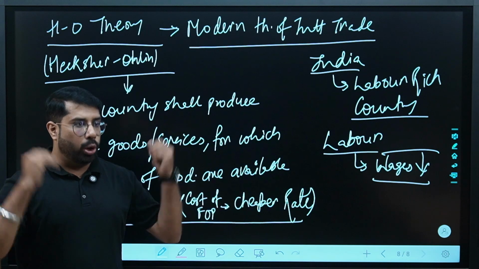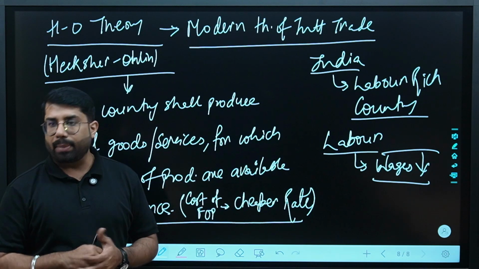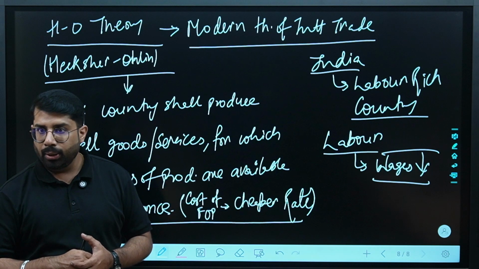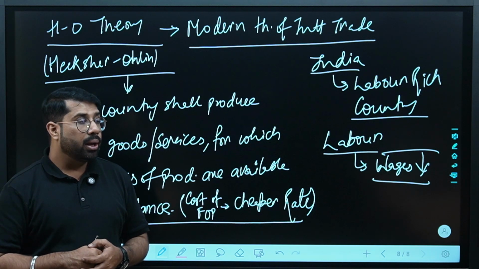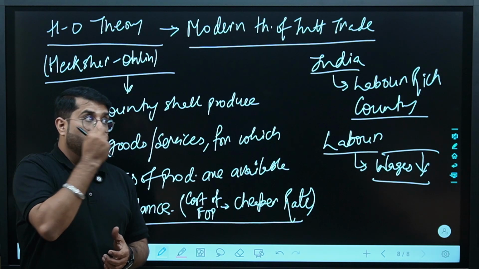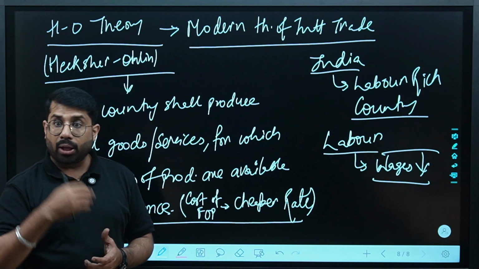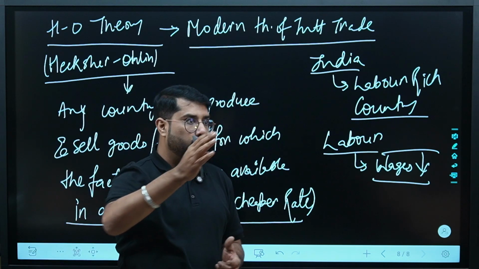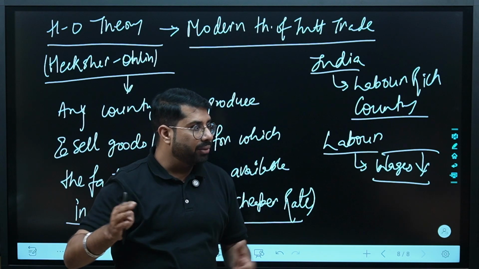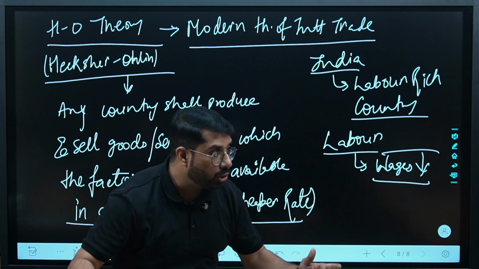Depending upon the product you want to produce, you will use a labor or capital intensive technique of production, right? Hochschild says you don't use the technique according to the product. Rather, you produce only those products for which the factors are available in abundant quantity in your country.